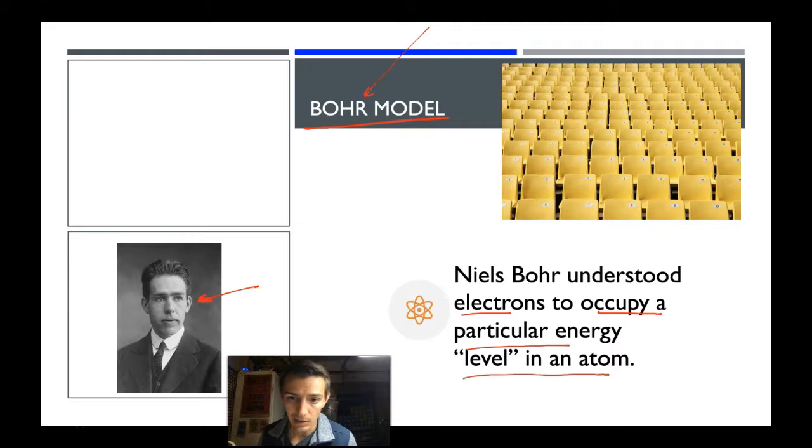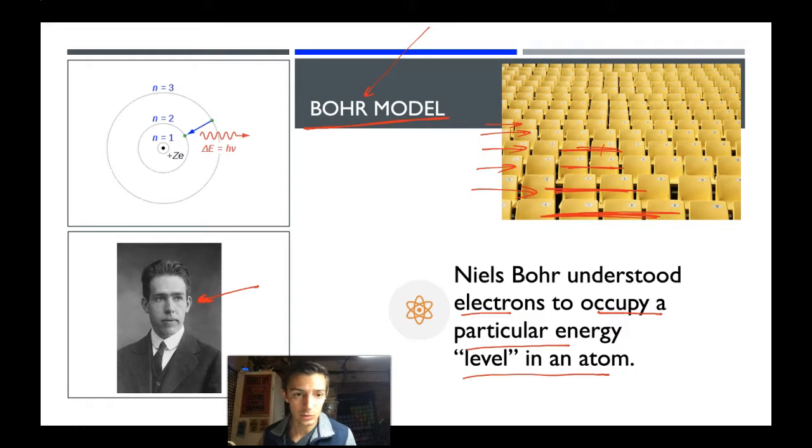Just like stadiums have seats, right? If you get your ticket to a sporting event, you would know where you're going to sit. It's best, of course, to sit up at the front. Everyone wants to sit up at the front, but eventually you run out of seats, so you have to move back to the next row and the next row and the next row. This is how Bohr understood electrons to behave as well: you would first fill the lower levels, and then as you ran out of room, you would go to the next level and the next level.